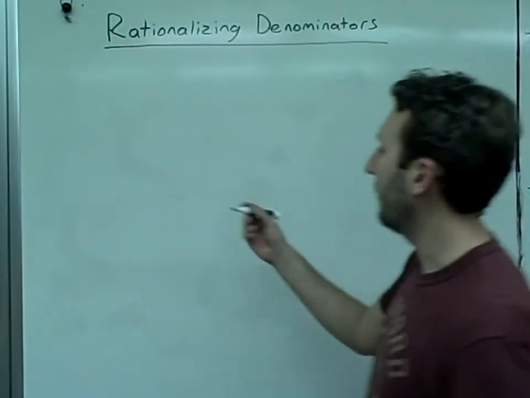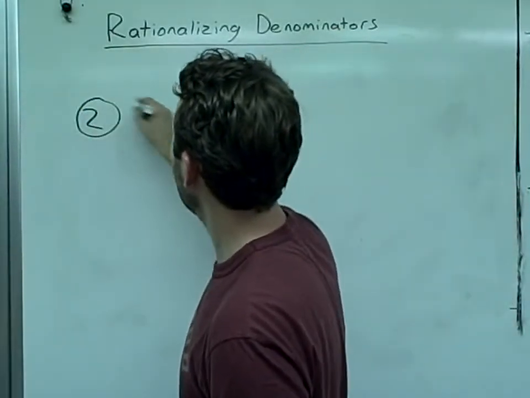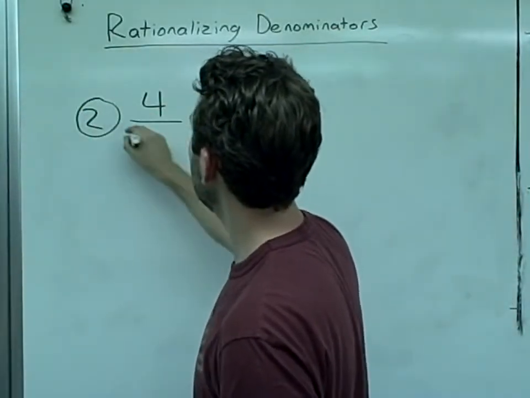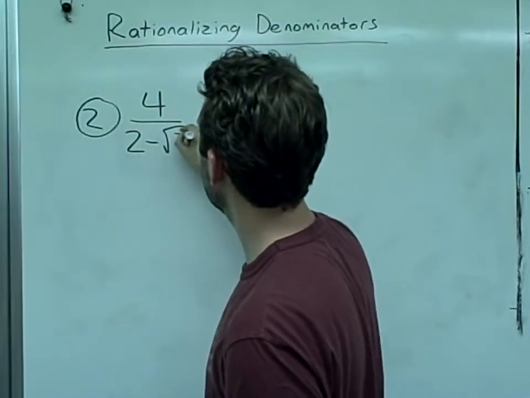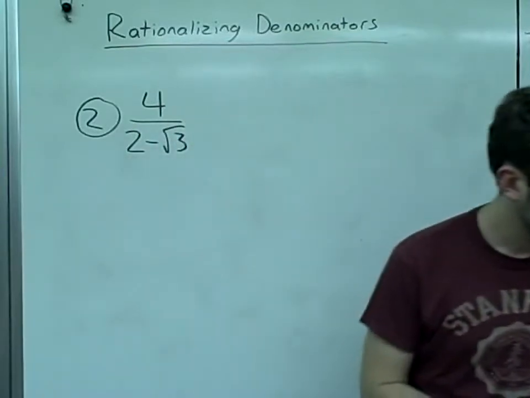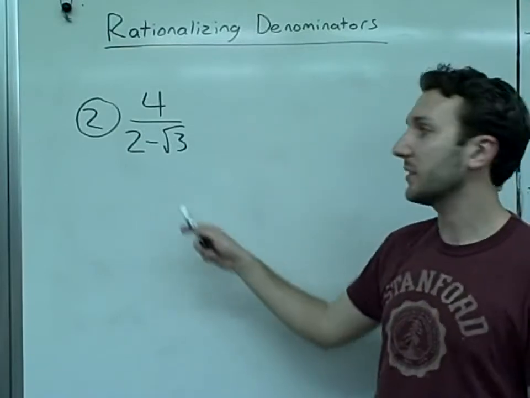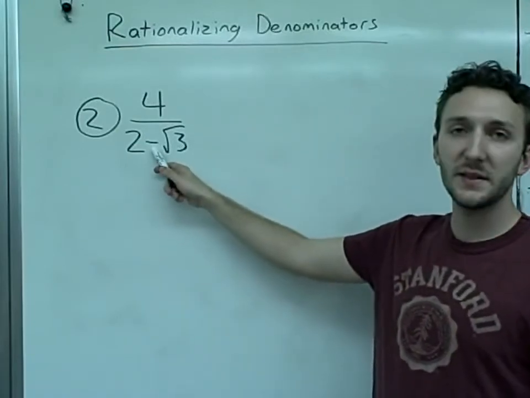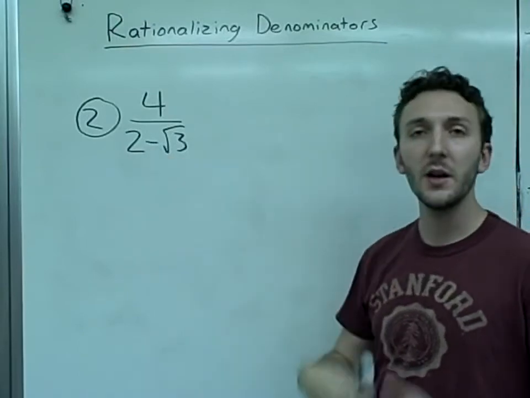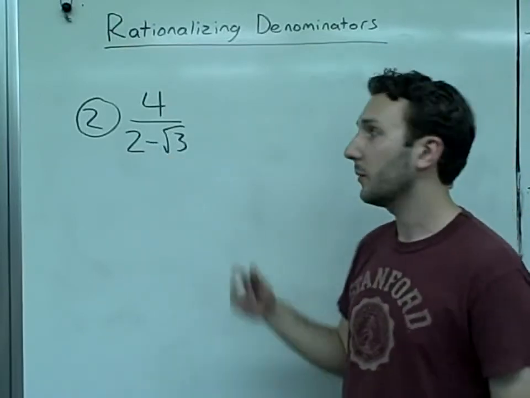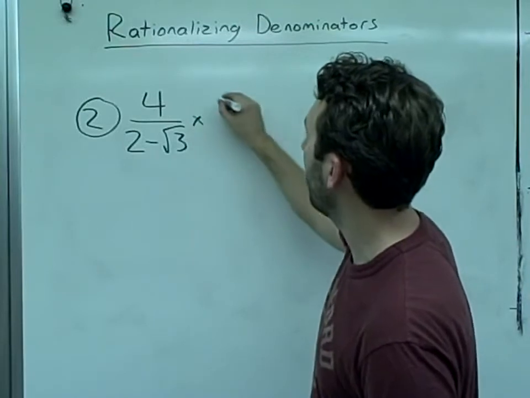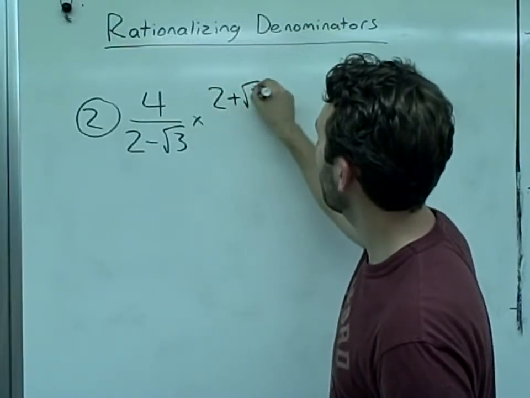Alright, so the second problem is 4 over 2 minus the square root of 3. So again, we're going to have to multiply this by its conjugate. So we always multiply by whatever the opposite sign is. So this is 2 minus radical 3. We'll multiply by 2 plus radical 3. We'll do that on the top and the bottom.